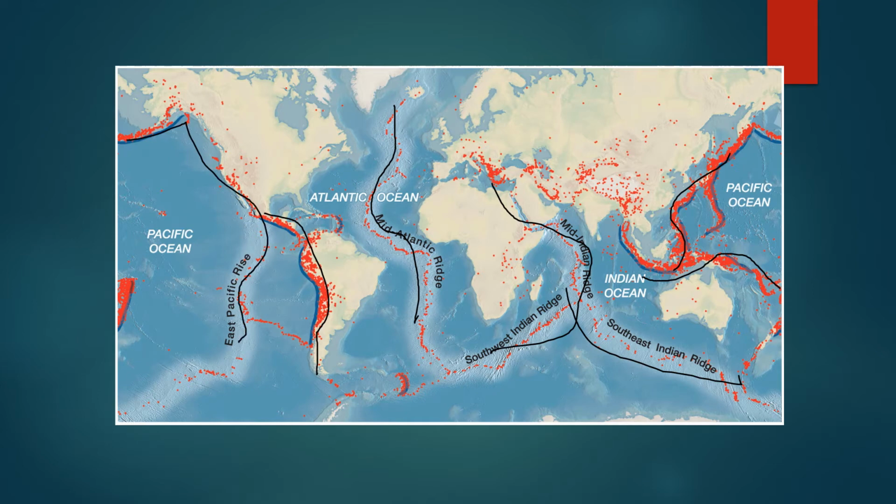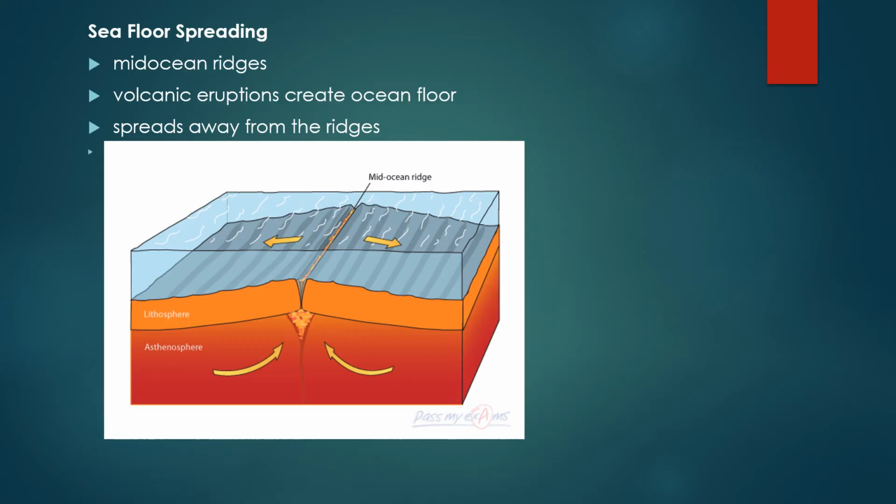So then you had more of this proof for seafloor spreading, for the continental drift, if you will. So when these locations of earthquakes were mapped, it showed that they weren't random, but earthquakes occur in bands coinciding with the pattern of mid-ocean ridges.